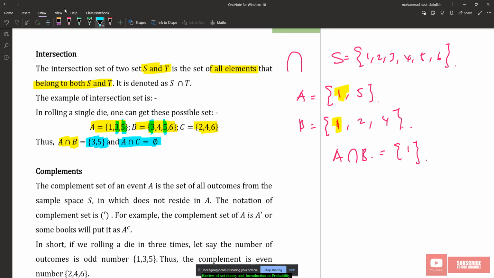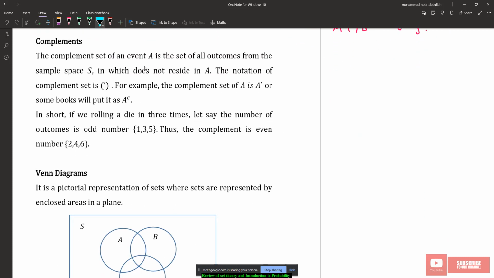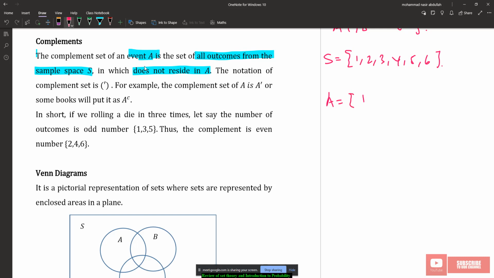So let's look at complement. Complement set of an event A is a set of all outcomes from the sample space S which do not reside in A. Complement means some elements that are not in A but are in the sample space. For example, let's say as we're rolling a die, 1, 2, 3, 4, 5, and 6. Right, let's say A, Ali rolls a die 3 times. So he got 1, 3, and 6.